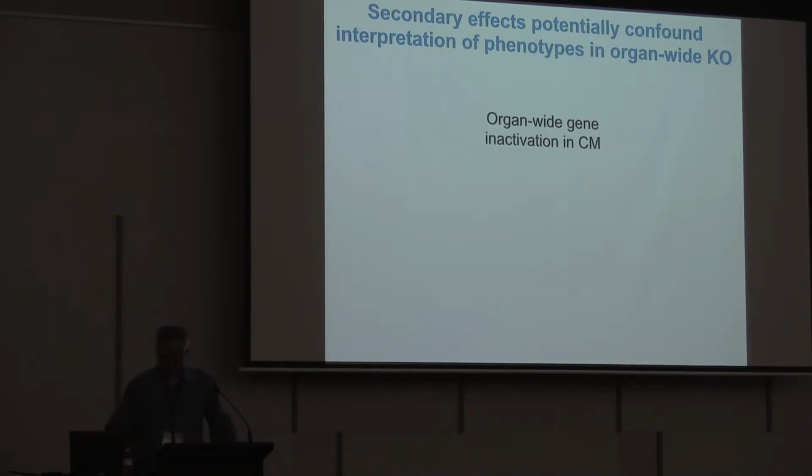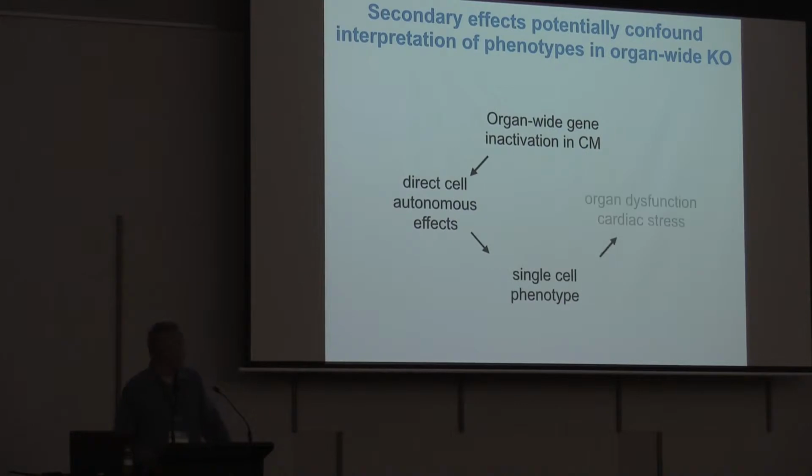That's shown in more detail here. If we manipulate a gene across an organ, you get the direct effects, which cause the cell-autonomous phenotypes, which then cause a feedback loop, so that by the time you make your measurements of downstream phenotype, it's quite distal from the actual manipulation.